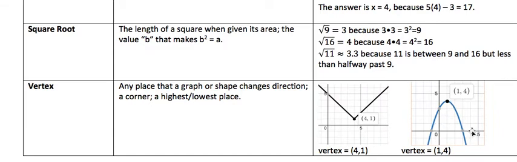This parabola was heading up in a nice little rainbow, reached this like top point, and then started to head back down the same kind of way. That's also a vertex. It changed direction. It's not quite a corner, and it's not quite pointy, but it's definitely a high-low place, in this case, a highest place. So this is your basic math vocabulary. Trust me, there's a lot more, but this at least gets you a good start for Algebra 1.